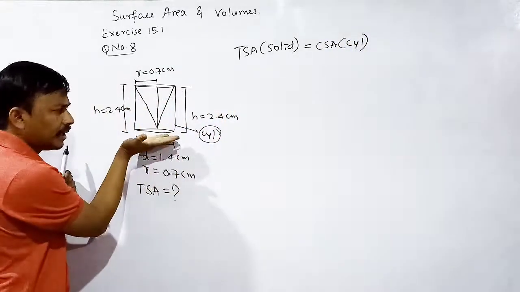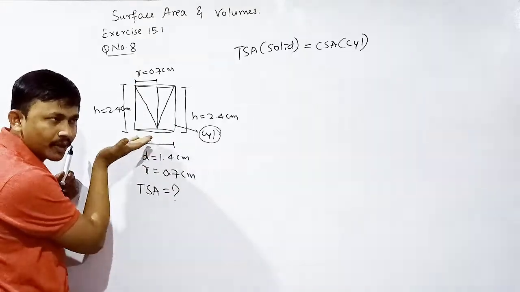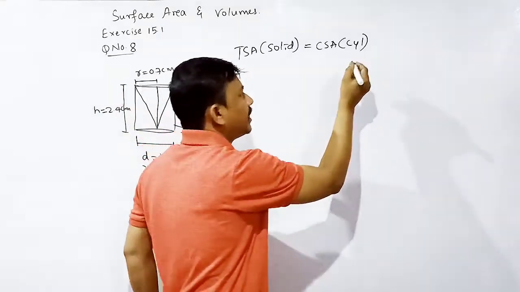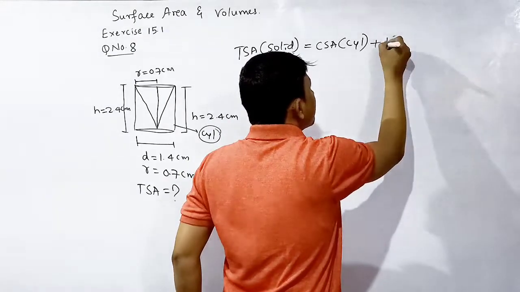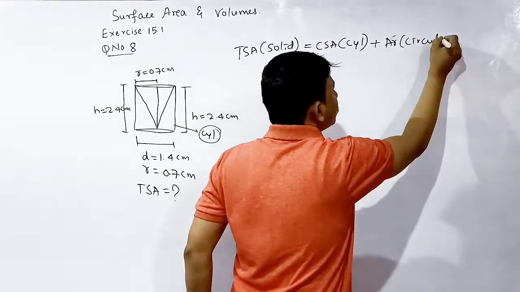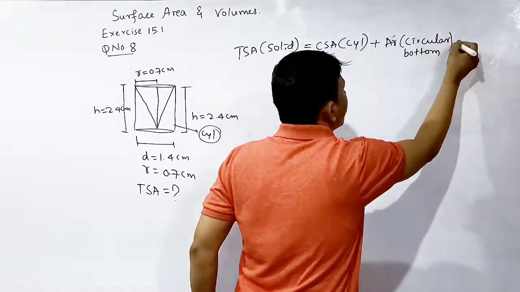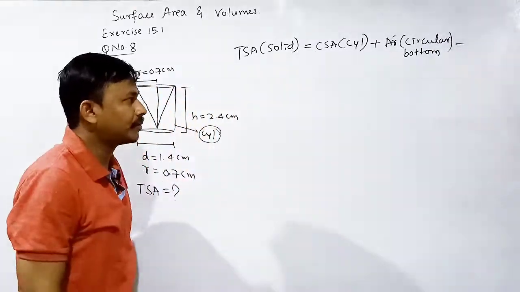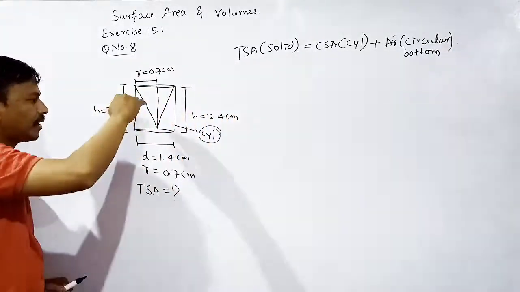And also we can feel the lower circular part. Yes or no? Lower circular part of the cylinder. Therefore, circle area of circular bottom, what we need to add, area of circle, we added.